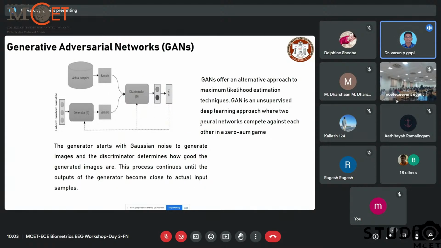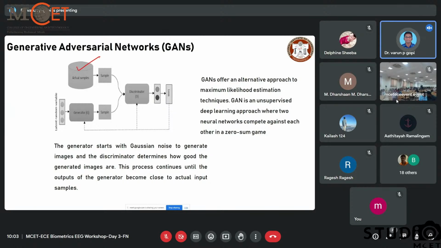So next is generative adversarial network, or GANs. GANs are generally used to develop synthetic data. If you want to get more data, say for example, you have 100 data of a particular disease and 1,000 data of normal, so there is a data imbalance. You can increase the number from 100 to 1,000 by means of GANs, that is generative adversarial network. So we will see how GANs generate the images.